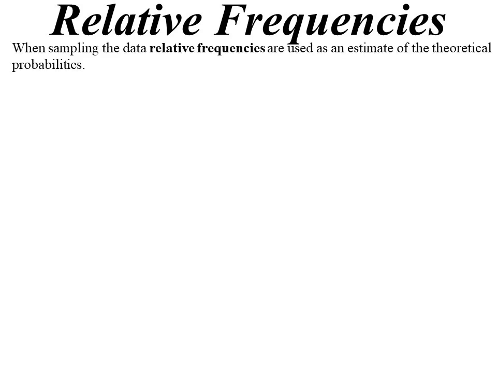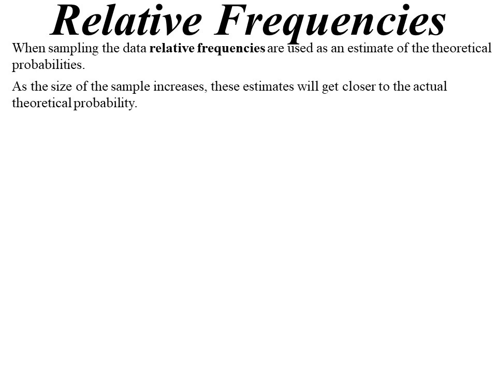So relative frequencies then. When we sample our data, we talk about relative frequencies, not probability. Probability is when we have the entire population, when we have every piece of data. Whereas relative frequency is just when we have a sample of the data. And it's an estimate then of that theoretical probability of the population.